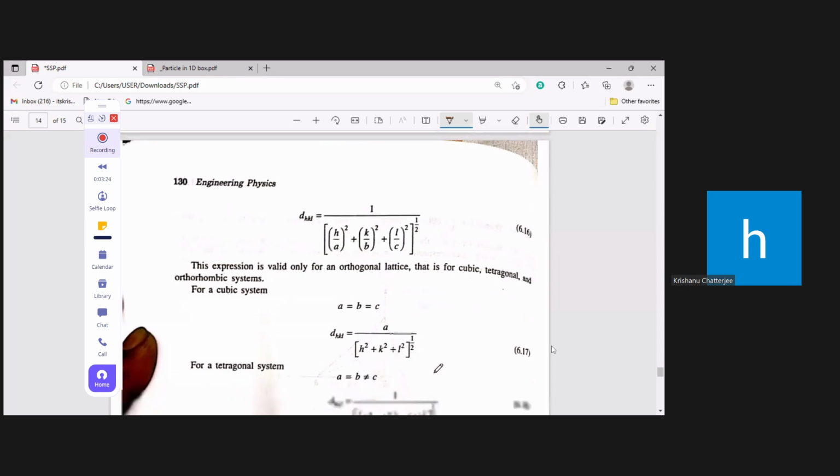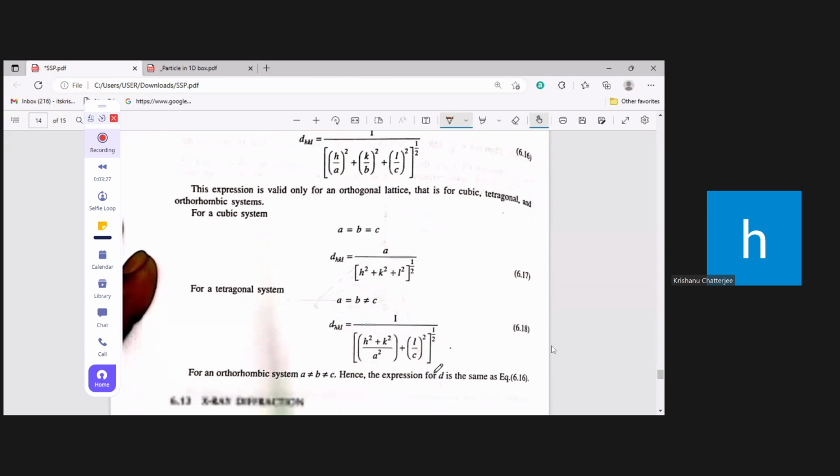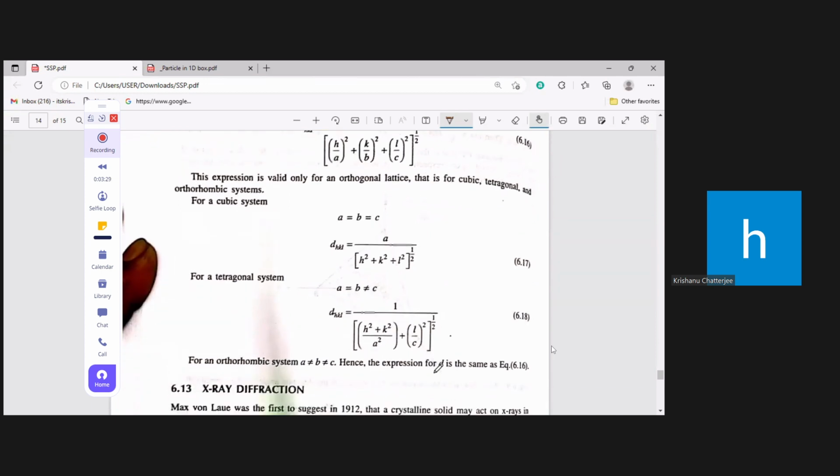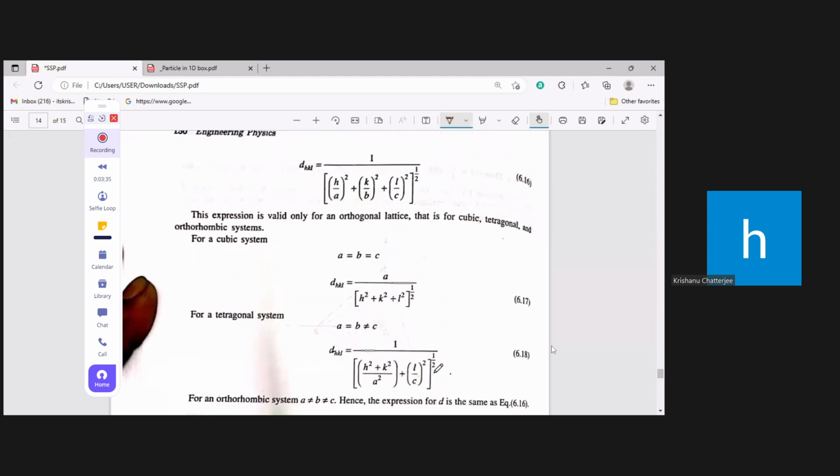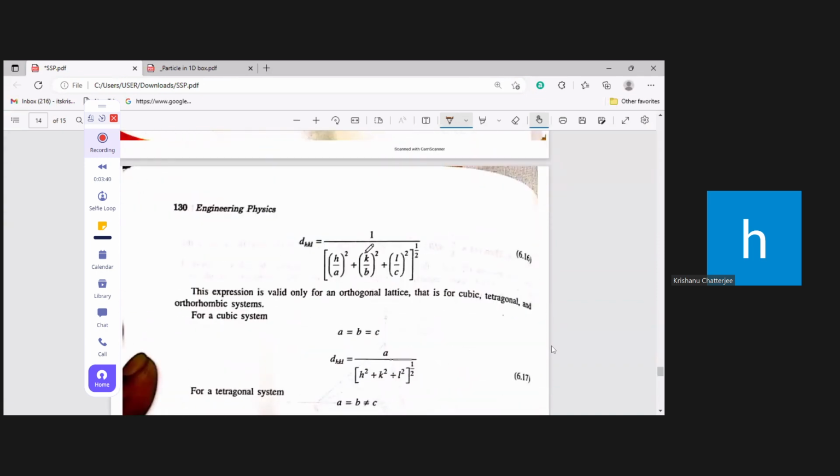You can go through the interplanar spacing for a tetragonal system, interplanar spacing for an orthorhombic system. Orthorhombic system, obviously, since A is not equal to B is not equal to C, then obviously it will be simply this one, provided your alpha, beta, gamma is equal to 90 degrees. Alpha, beta, gamma is equal to 90 degrees. If those are not 90 degrees, then directly you cannot write this one. Okay.